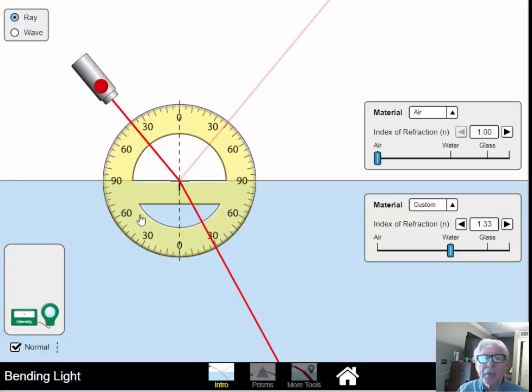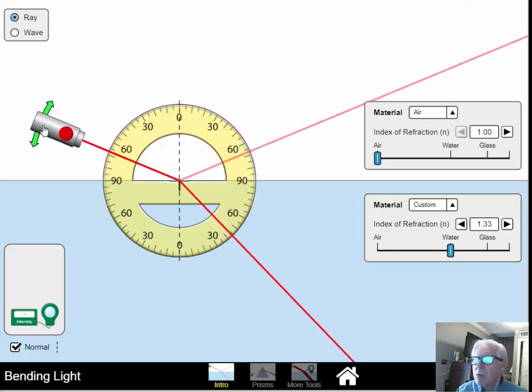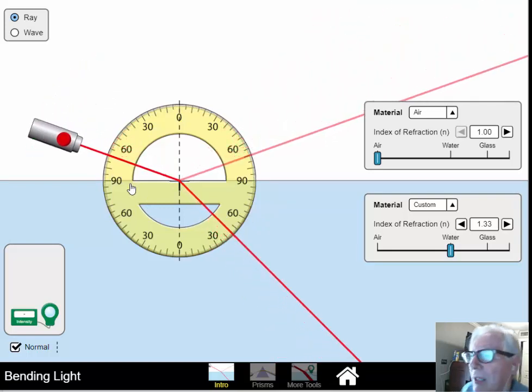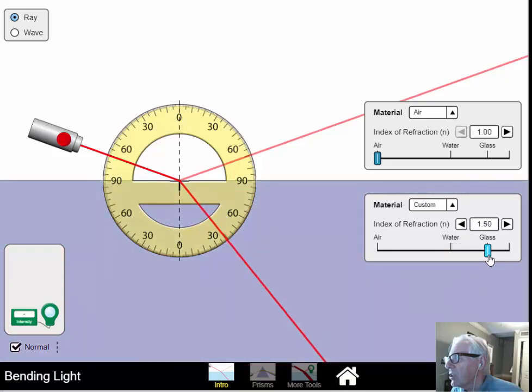Okay, let's change things a bit. Let's bring this down to, sorry, 70 degrees. And let's change the material underneath. Let's change it to glass, say 1.5. And again, try and do that similar kind of thing. So I'm at 70 degrees and I have 1.5. I'm going to go here, refraction 2.